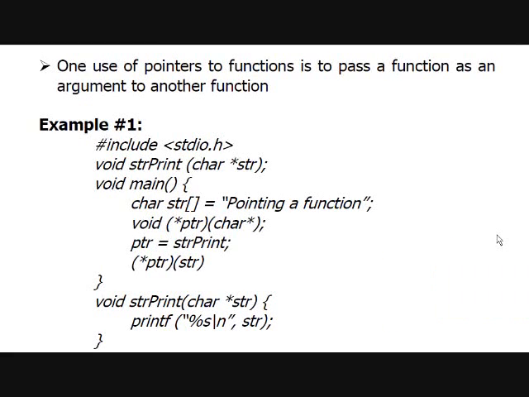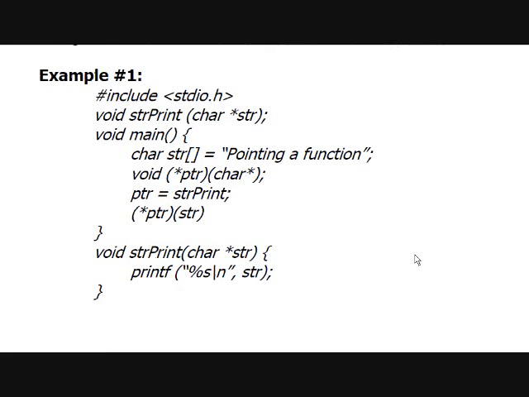Okay, so one use of pointers to functions is to pass a function as an argument to another function. In C, it's not possible to have a function within a function, but we can simulate that through the use of pointers to functions. Before I give you an example of how to do that, let's start first with a simple example on how to use or declare pointers to functions.